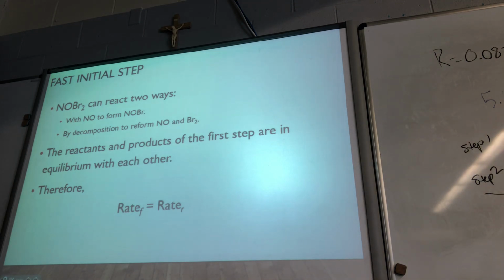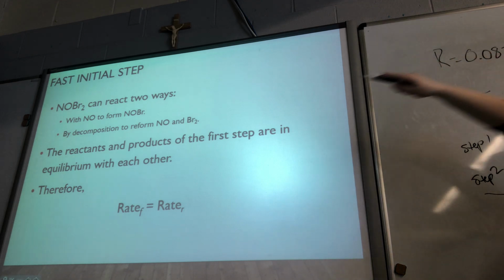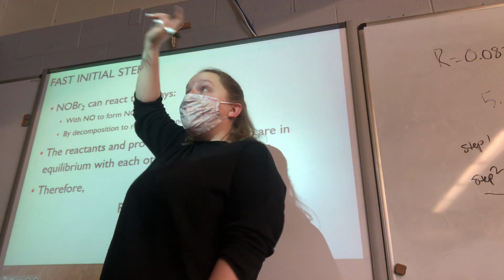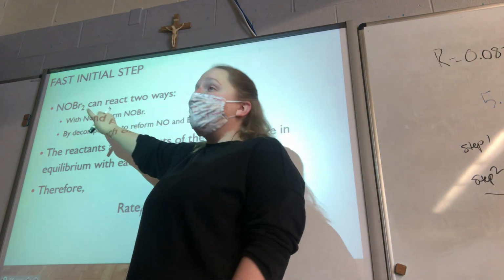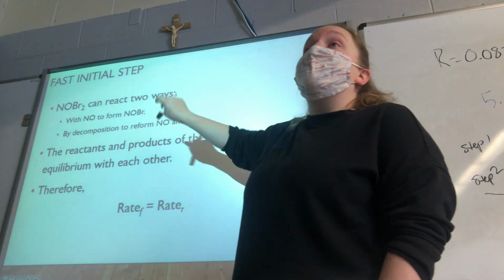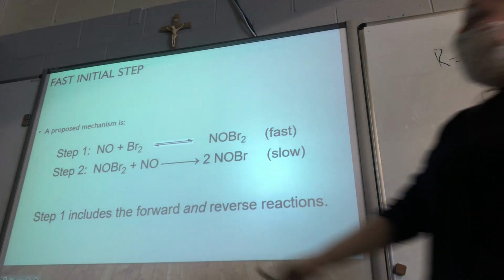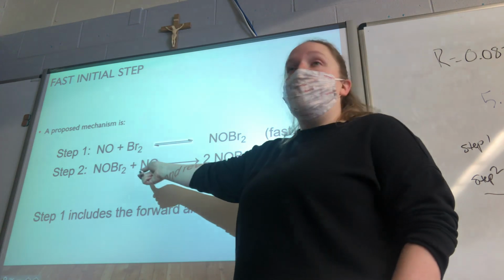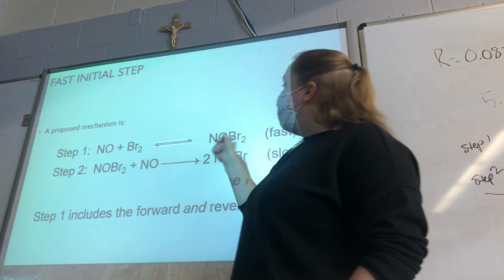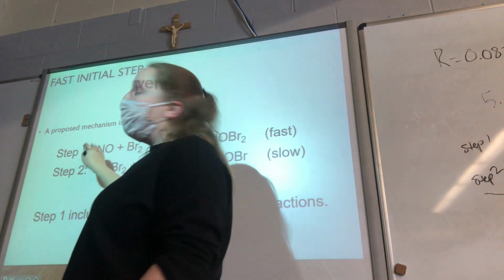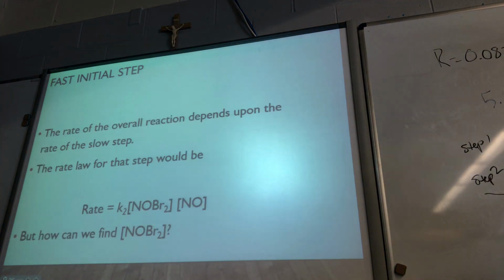So, there's a couple of different things that NOBr2 can do based on our initial 2 reactions. The first is it can react with NO to form NOBr. Okay, so this is one of the 2 things it can do. The second thing NOBr2 can do is decompose to become NO and Br2. Again, this all goes back to those 2 reactions that we proposed at the beginning. We said NOBr2 could react with NO to become this. We said NOBr2 could decompose, so remember it can go backwards in this first reaction, to become NO and Br2. Okay, so that's where we're at so far.